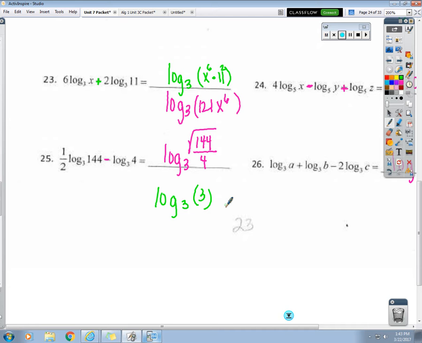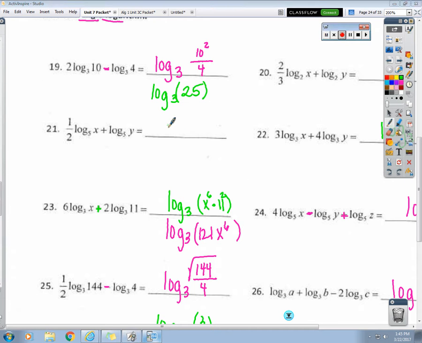Okay, so I want you to take a second and try number 21 by yourself. Okay, try log base 5 of x times y, but x should be raised to the 1/2. Instead of raising it to the 1/2, what else can you do? Square root it. Okay, so log base 5 of the square root of x times y.